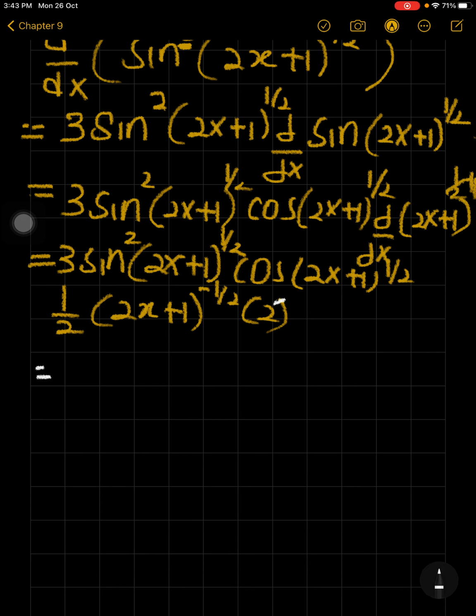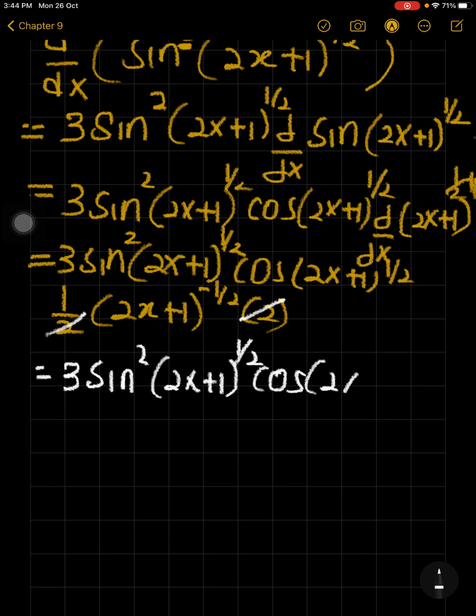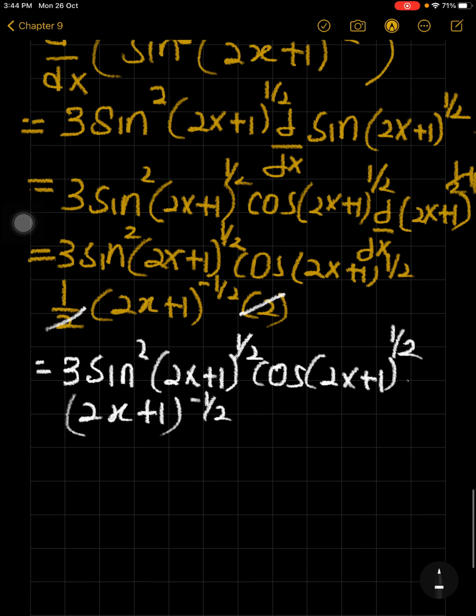So 2 ni kita boleh cancel down. So kita bawa pi depan lah, cantik sikit kan. Nak bawa pi depan pun boleh, tak mau pun boleh. So you punya last answer 3 sin square (2x plus 1) kuasa 1/2 cos (2x plus 1) kuasa 1/2 sambungan kat sini (2x plus 1) negative half. Okay, done untuk 9.33. Okay, so kita pergi yang last part.